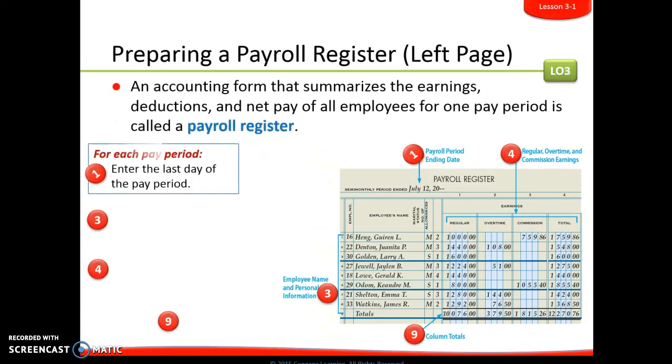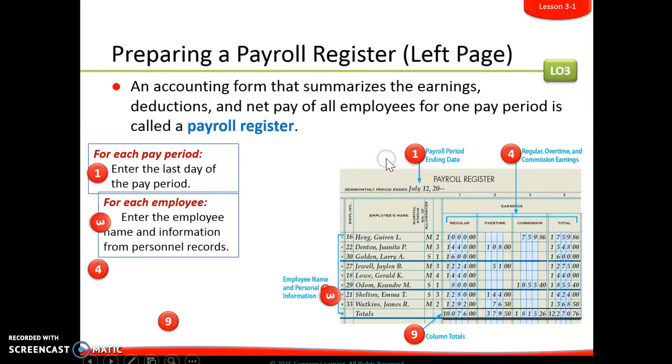So now we're going to be preparing a payroll register. So when it says an accounting form that summarizes the earnings, the deductions, and the net pay of all employees for one pay period is called our payroll register. So number 1 is corresponding over here with number 1. This is where we're going to enter the last day of the pay period. So the last day is July 12th.